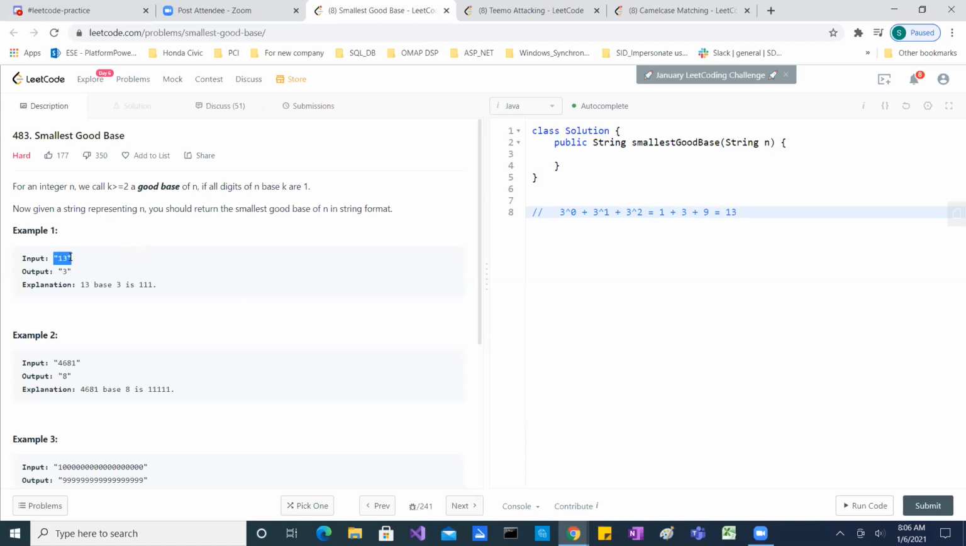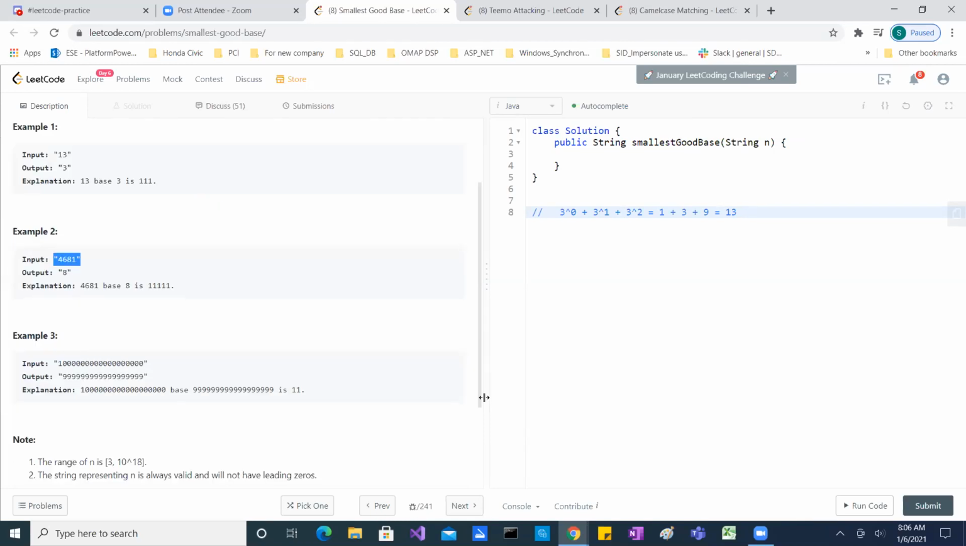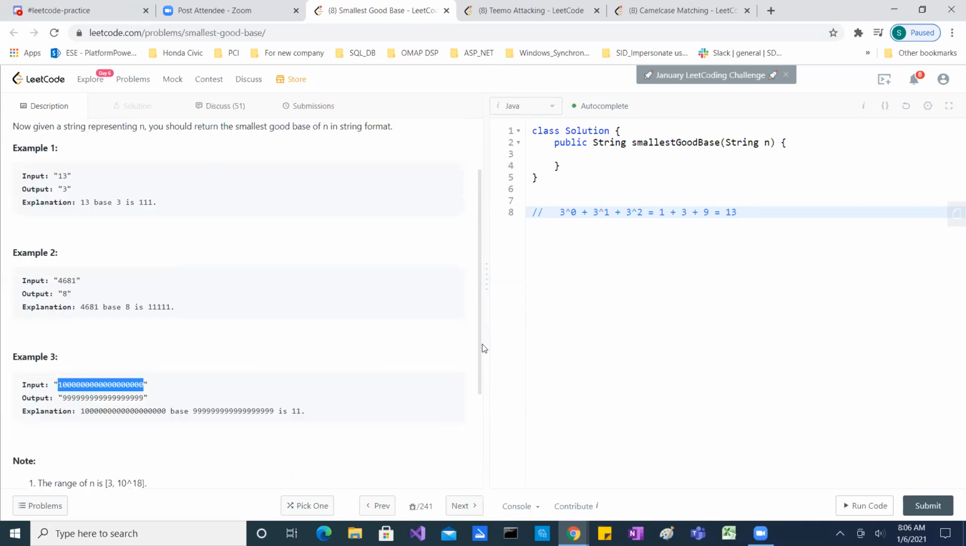We'll be given an input and we need to find the base. Unlike hexadecimal or octal, where the base is fixed, here the base might be anything, so we'll have to find it. If you look at this example, 4681, in that case the base is 8. If we have a base of 8 and do this multiplication as we did for 3, we should get the input 4681. The problem is slightly different: we are given an input and we need to find the base.